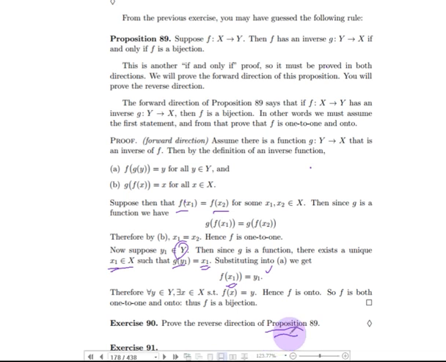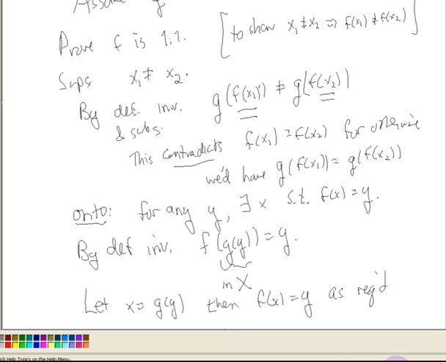Okay, so that's fine. So you'll have to go the other way. You'll have to assume that f is one-to-one and onto, and show that there is an inverse, such that there is a function that satisfies this. Now you may have a little trouble getting started with exercise 90. The question is, you're assuming that f is a bijection and you want to define the g. So let me help you define the g here.